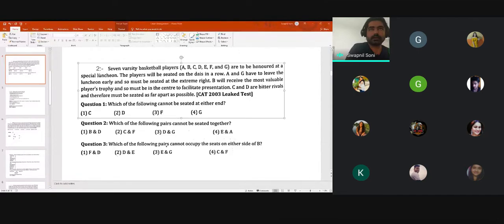Now, B will receive the most valuable player's trophy and so must be in the center. So B has to be in the center. So we know very well that B is here.